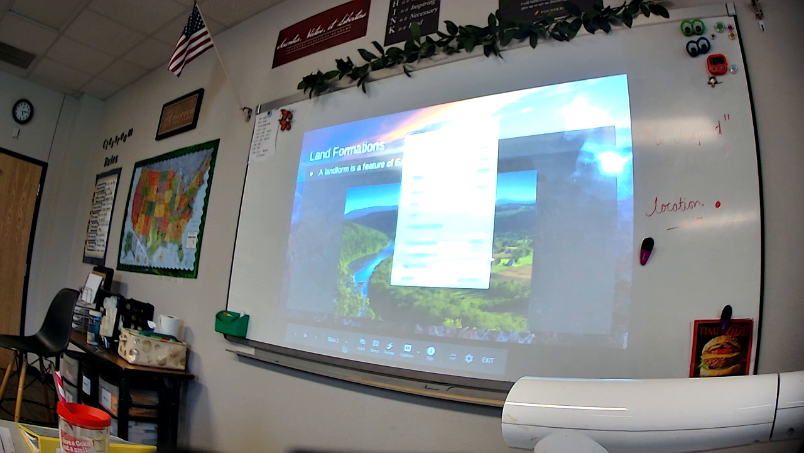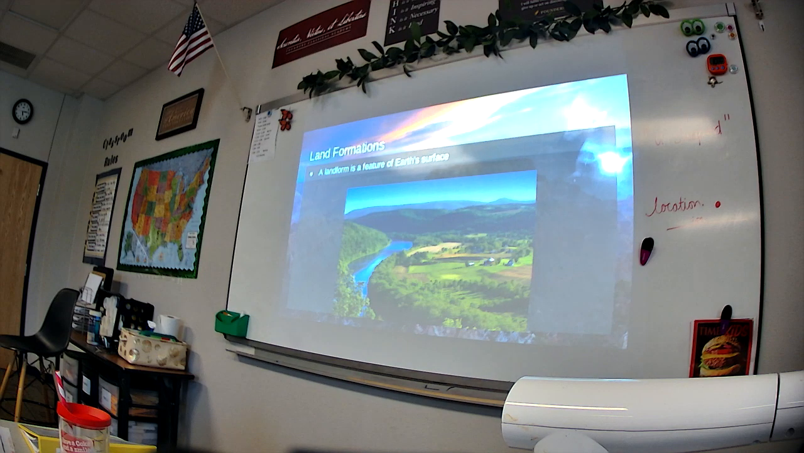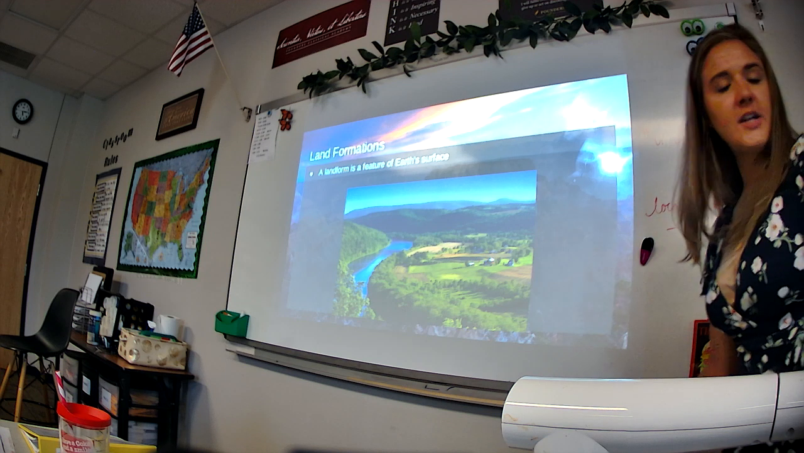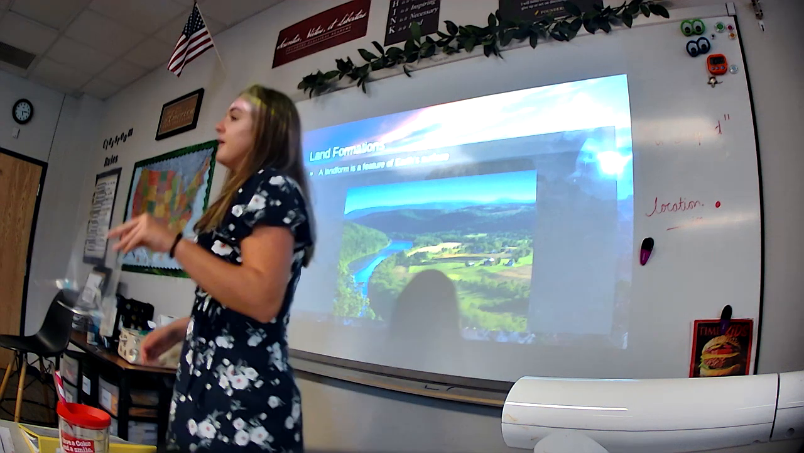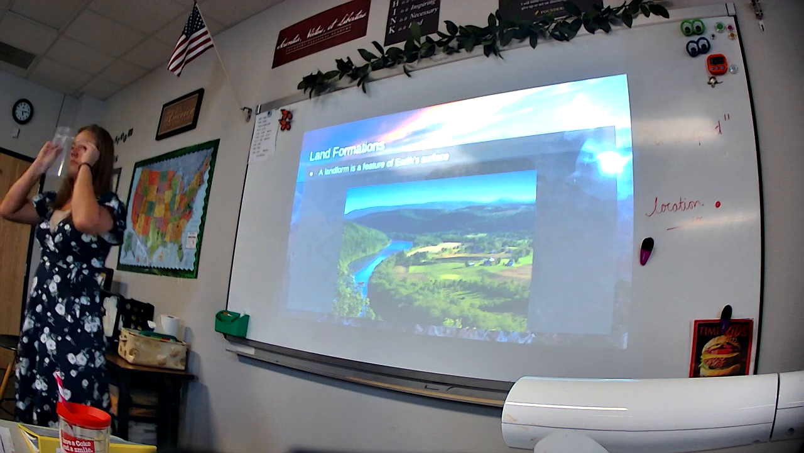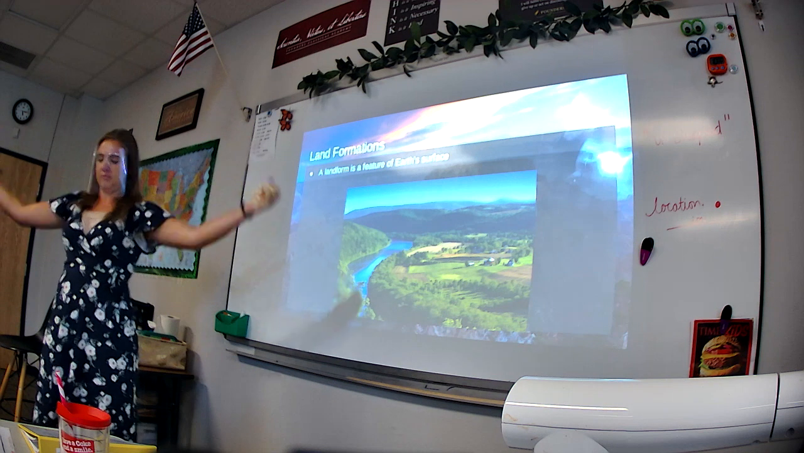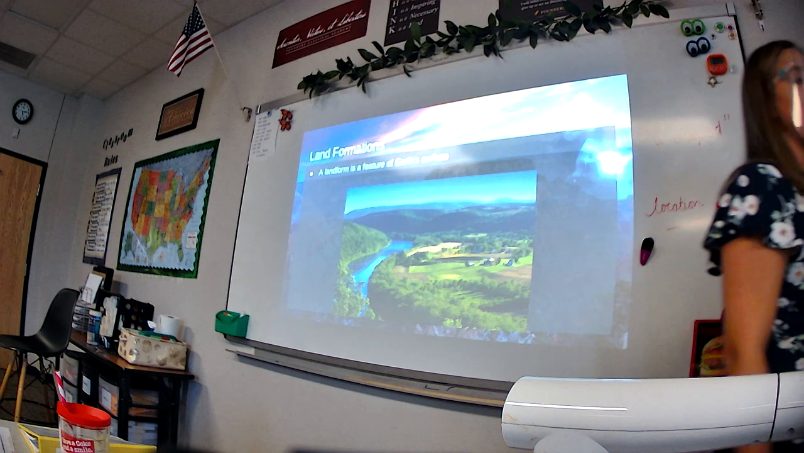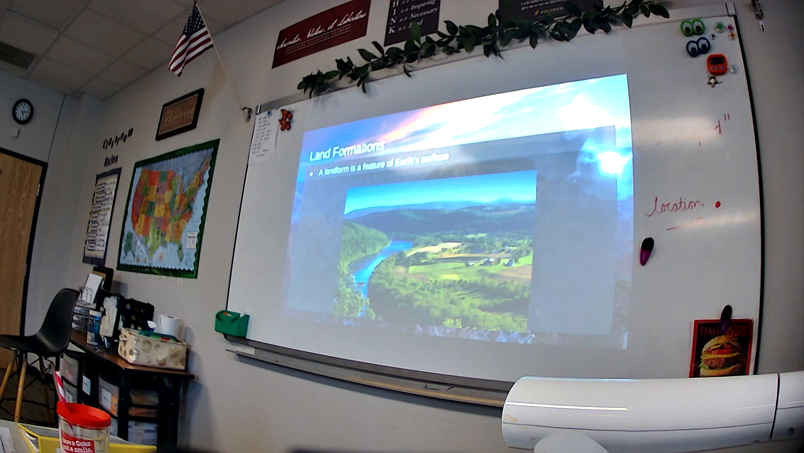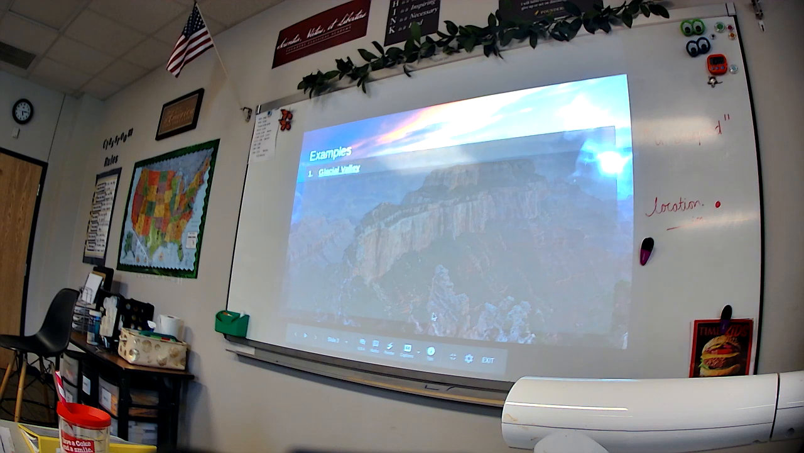So, a landform is a feature of Earth's solid surface. So, this could be a mountain, valley, river, canyon, I don't know, geyser. Okay? Any kind of feature on Earth's surface can be considered a landform. So, the first one we're going to talk about in particular is a glacial valley.